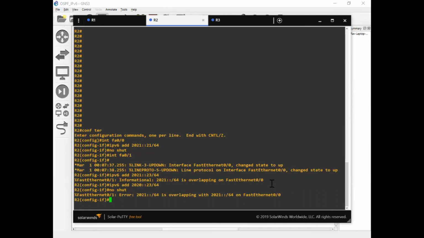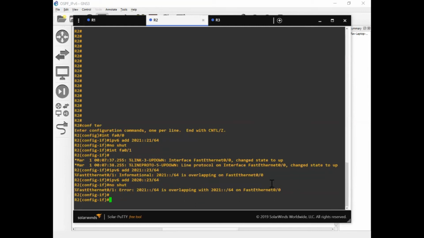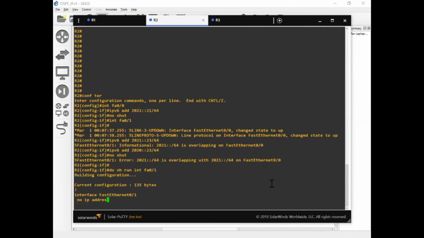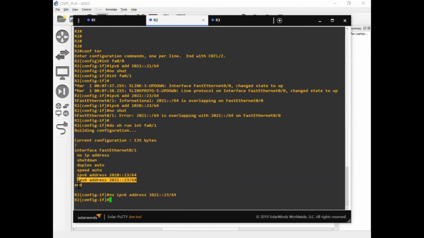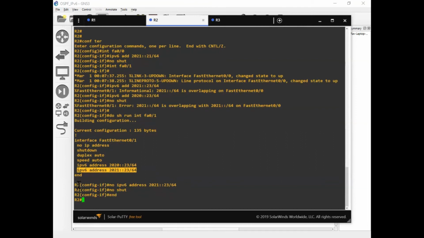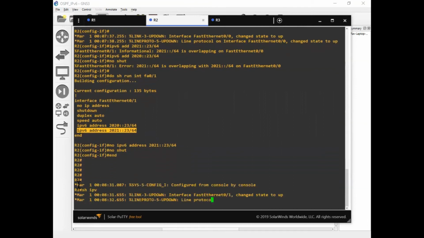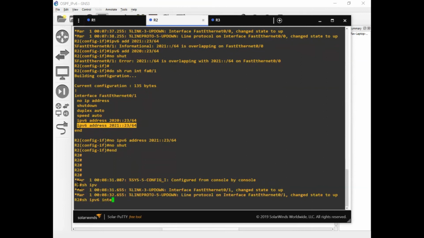What happened now? Okay, maybe let me do show run. Interface FA0/1, it is not getting removed. I need to remove it manually. And let me check now. No shut. And if I check show IPv6 interface brief.